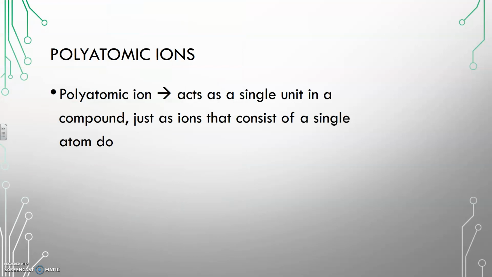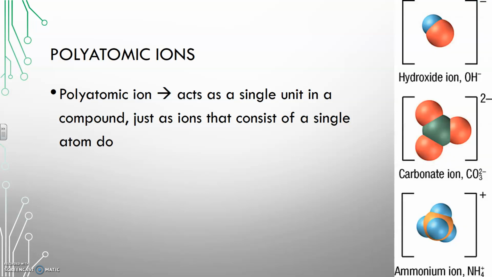First up with ionic compounds, there is something called a polyatomic ion. Polyatomic, meaning multiple atoms, it's basically multiple atoms that act as a single unit in the compound. You'll have two or more atoms in this ion, but it acts as a collective whole. For example, you have the hydroxide ion, which is an OH. You have a carbonate ion, which is carbon and 3 oxygens.